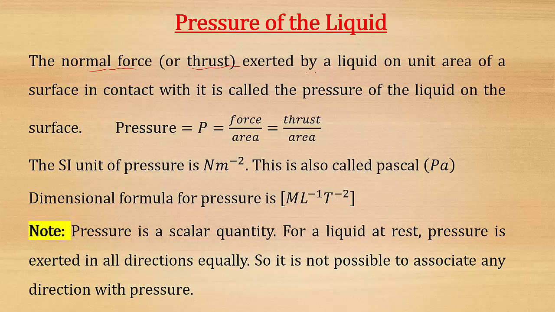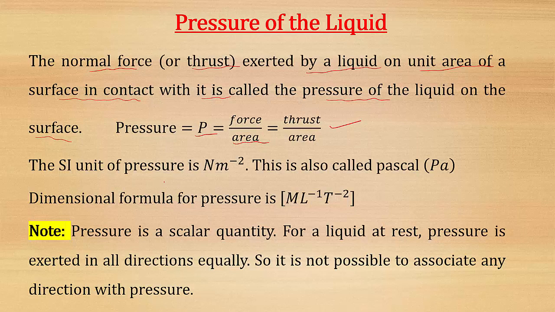So this normal force exerted by a liquid on unit area of surface in contact with it is called pressure of the liquid on the surface. In a simple way we can say that pressure is force per unit area. Which force? Perpendicular force. That perpendicular force is called thrust. That is thrust exerted by liquid on unit area of a surface in contact. This is called pressure. Pressure is denoted by P, that is force per unit area, or we can also say thrust per unit area.